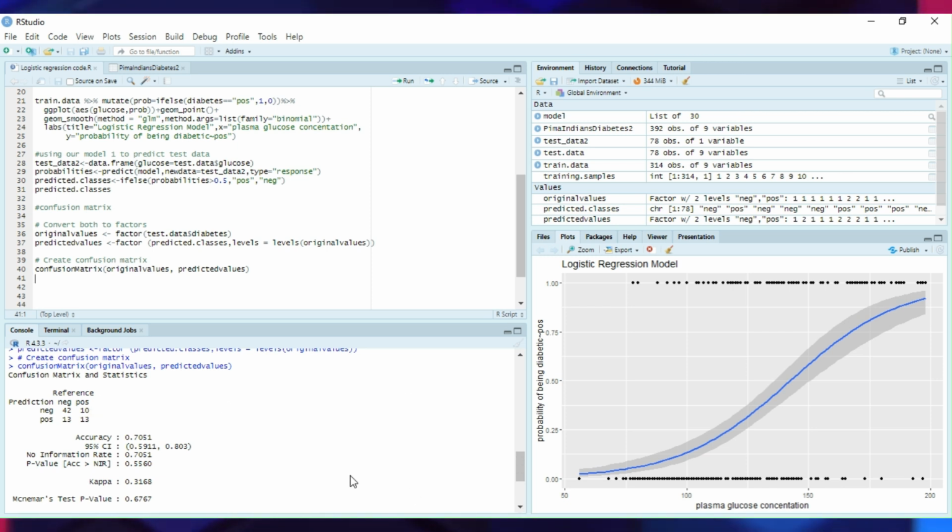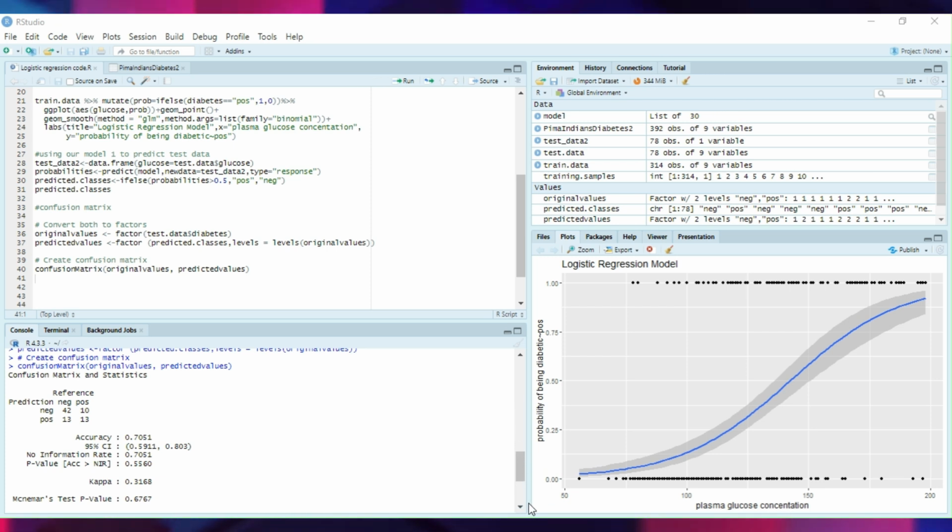And now we check the accuracy. Our accuracy of the model is 70.51%, which is very low. And within the 95% confidence interval, it is 59% to 80%, and 70% lies within the confidence interval. Now, if we check, the kappa is 0.3168, which is very low for our model. Hence, our model is average.